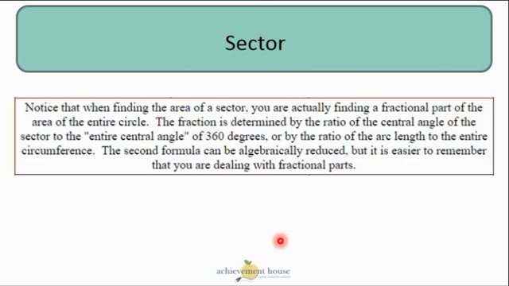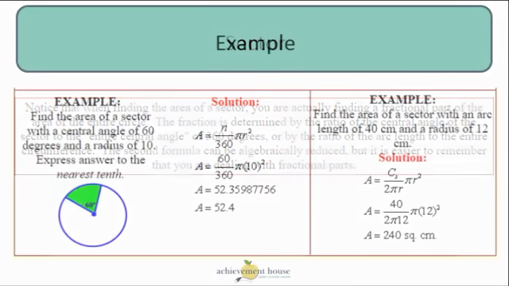So again, to recap, notice that when finding the area of a sector, you are actually finding a fractional part of the area of the entire circle. The fraction is determined by the ratio of the central angle of the sector to the entire central angle, which is 360 degrees, or by the ratio of the arc length to the entire circumference. The second formula can be algebraically reduced, but it is easier to remember that you are dealing with fractional parts.